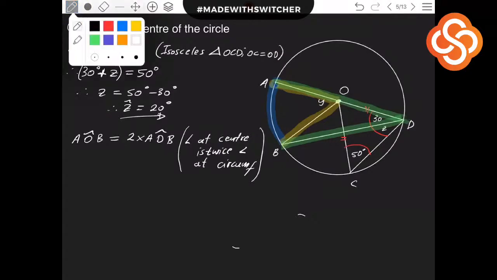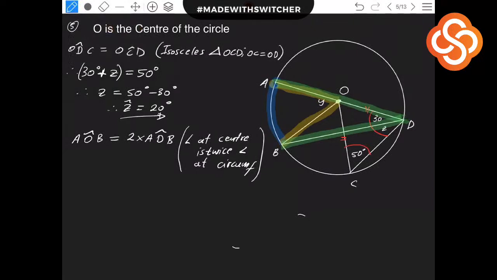All right. So now we know that AOB is given to us as Y. Therefore, Y is equal to 2 times, and then ADB is given to us as 30 degrees. So 2 times 30. Therefore, Y is going to be 60 degrees. All right. So we are done with this part.